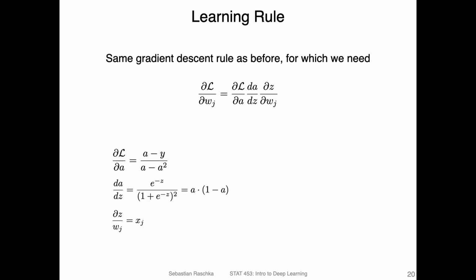How does the learning rule look now? This is the same gradient descent rule that we used before when we trained a linear regression model, or fit a line using gradient descent. For that, what we needed was the derivative of the loss function with respect to the weights. So that's the partial derivative of the loss function with respect to the weight. And we also compute the partial derivative of the loss function with respect to the bias.